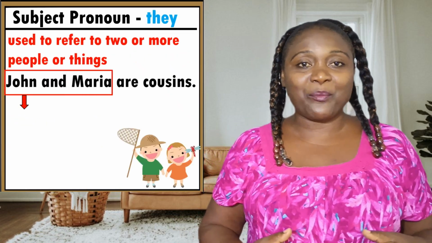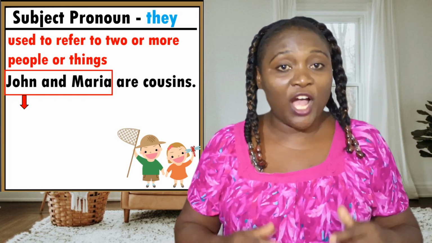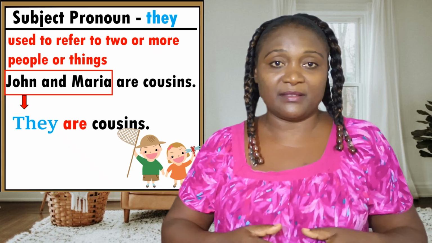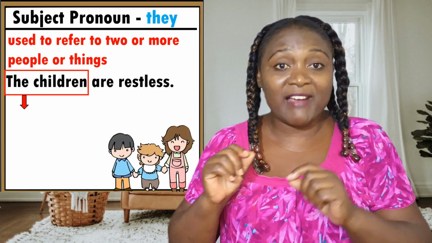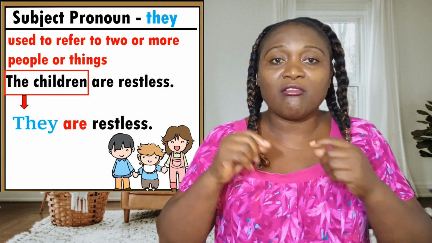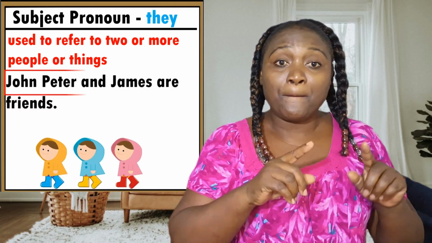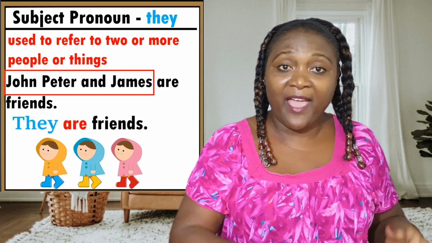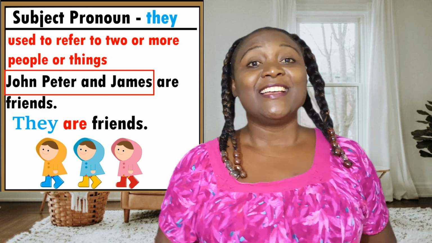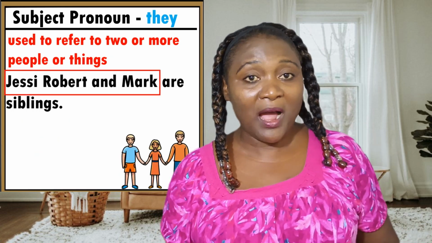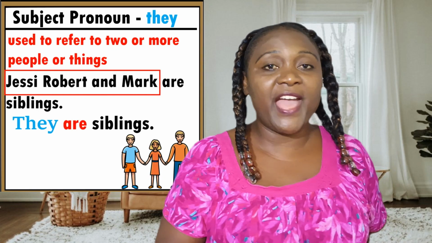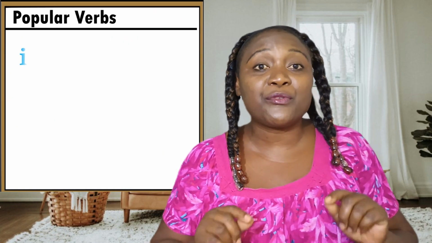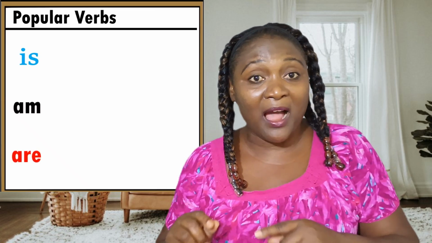Let's look at the subject pronoun they. John and Maria are cousins. They are cousins. The children are restless. They are restless. John, Peter, and James are friends. They are friends. Jesse, Robert, and Mark are siblings. They are siblings. Did you notice that we still use the three verbs is, am, and are in all of our sentences?